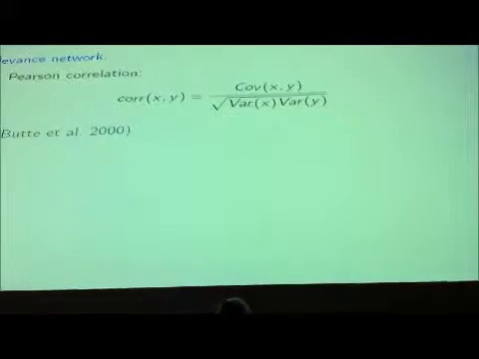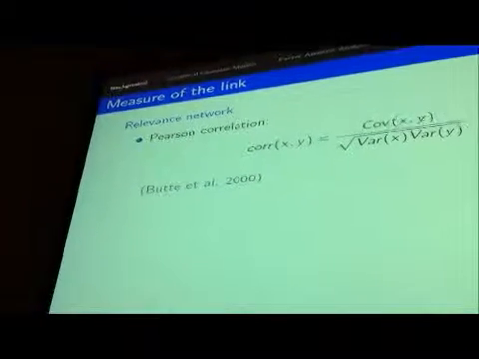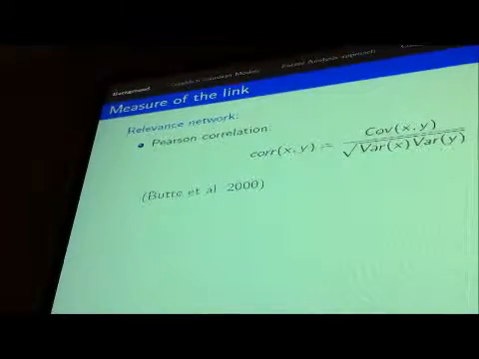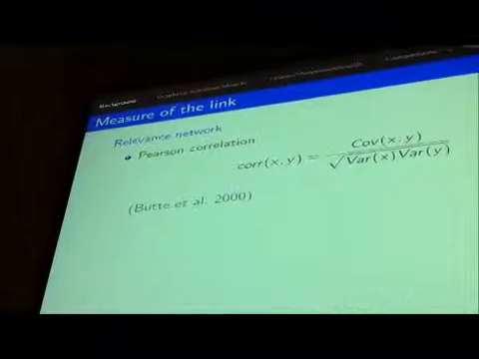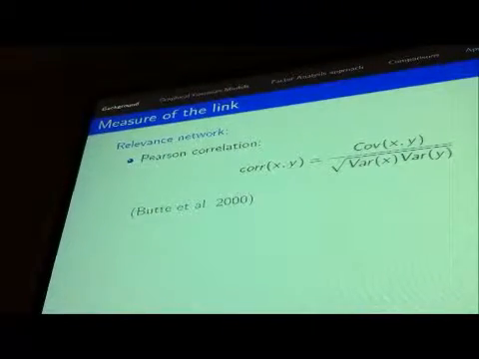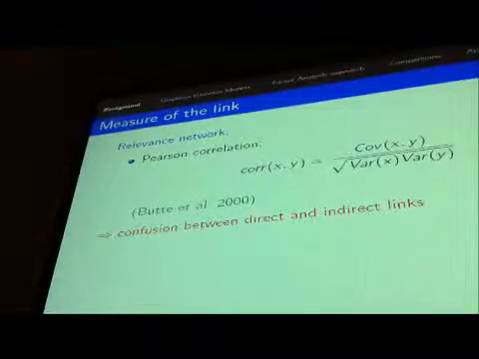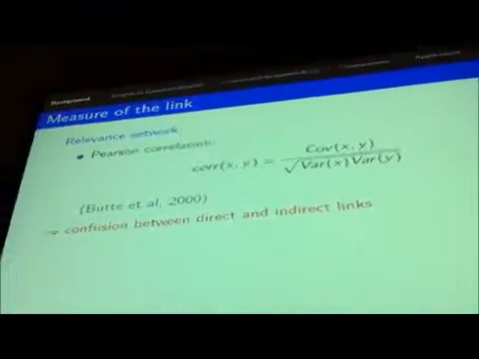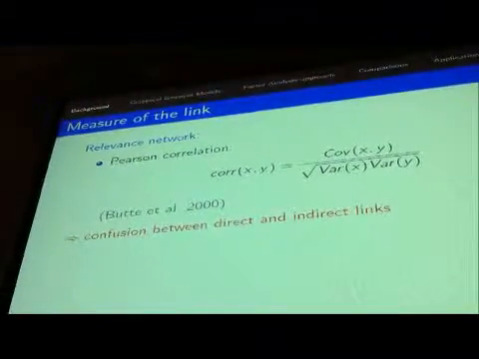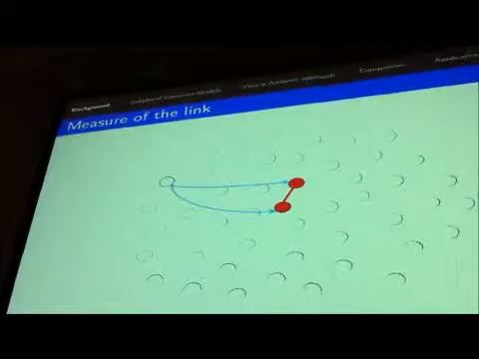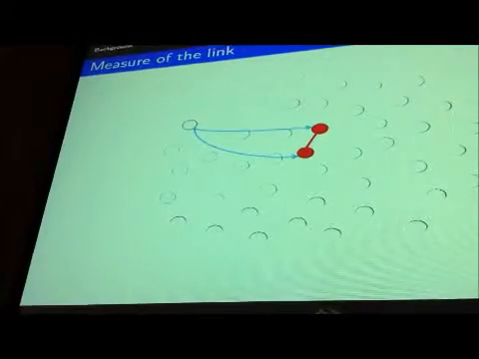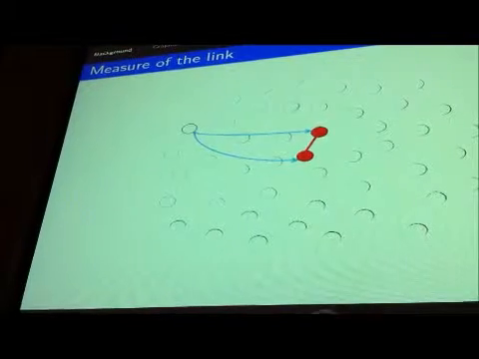Then the good question is, which kind of measure are we going to choose to find if two genes are linked? I think the most intuitive one is the classical correlation, the Pearson correlation, and this one was used in the so-called relevance network method introduced by Butte et al. in 2000. But with this kind of measurement, there is a confusion between direct and indirect links. So, for example, here, if we have a gene which controls both of these red genes, it can create a spurious correlation.